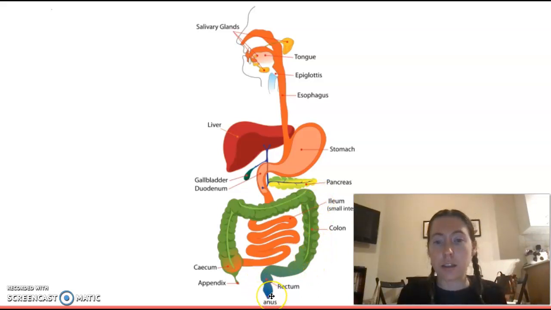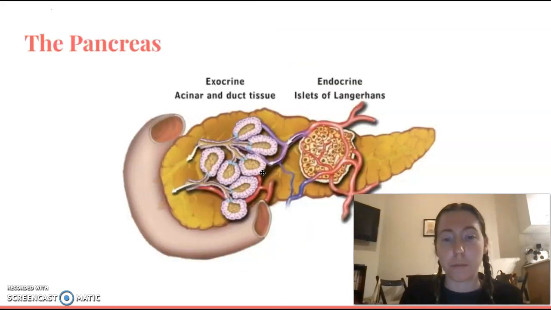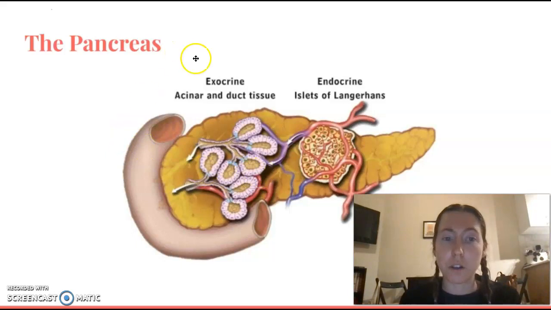out the anus. So this is the whole picture, but we're specifically going to be looking at the secretions of the liver and the pancreas, as I mentioned before, which are going to enter the digestive system through the duodenum. So that's important to note. The first one that we're going to talk about is the pancreas.